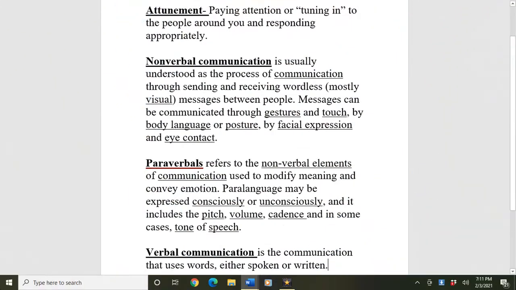What we have in front of us is an overview of the points that I want to make for today. You'll notice some key terms are underlined: attunement, nonverbal communication, paraverbals, and lastly, verbal communication. It starts off with this thing called attunement, paying attention or tuning into the people around you, and then knowing how to respond appropriately.